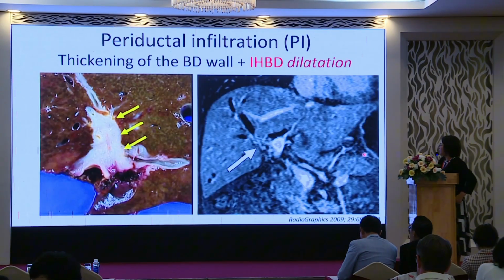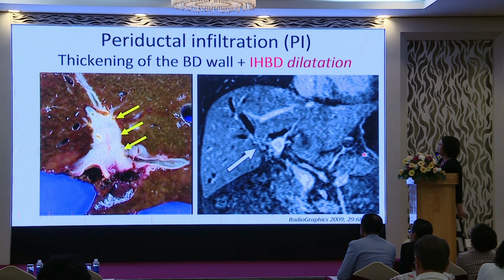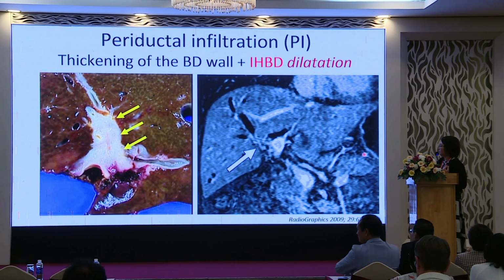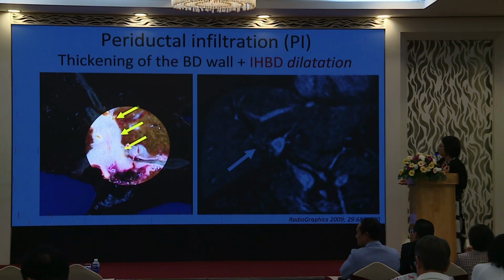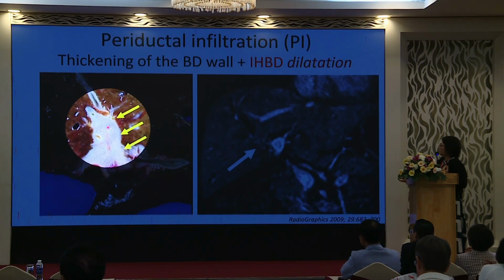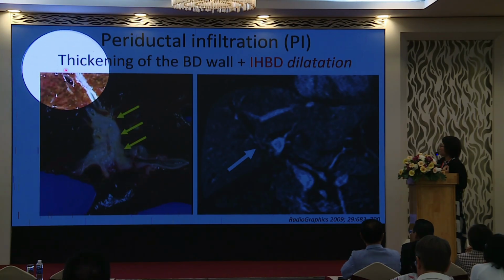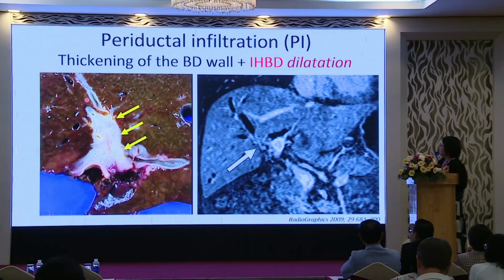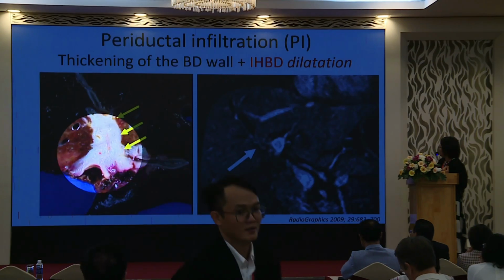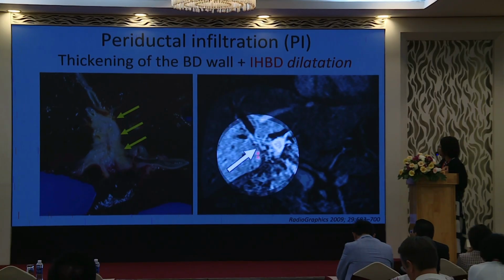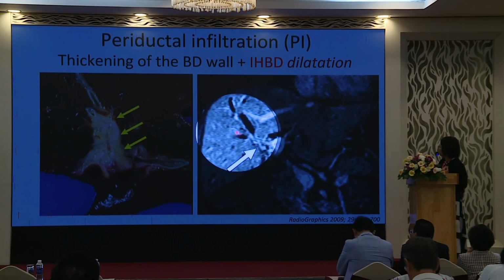And now we are going to go into more detail in terms of large duct type ICCA. So the large duct type cholangiocarcinoma is originating from the large bile duct. So the tumor infiltrates into the portal tract, as you can see here. And it shows a thickening of the portal tract, as you see. And as a consequence, the peripheral bile duct gets dilated. And this can also be seen by imaging, as you can see here.